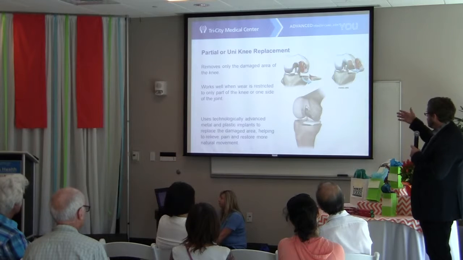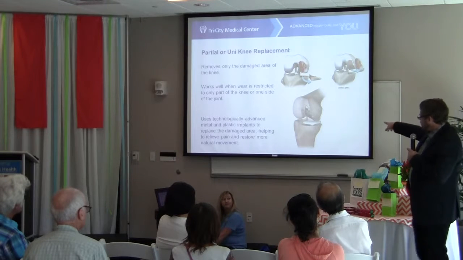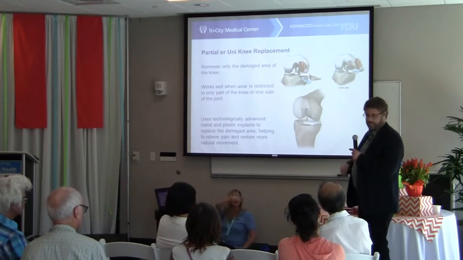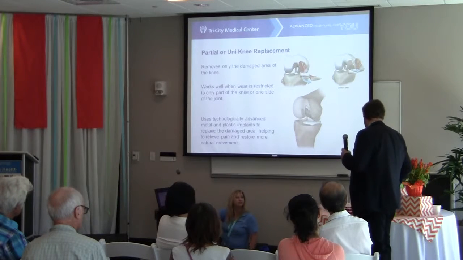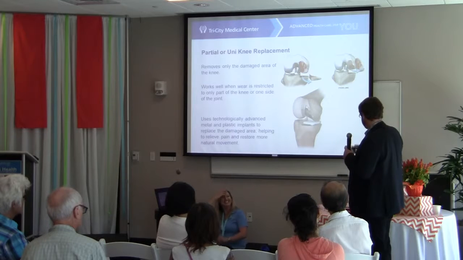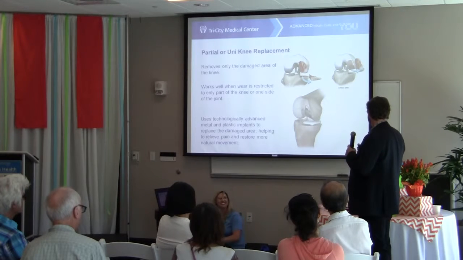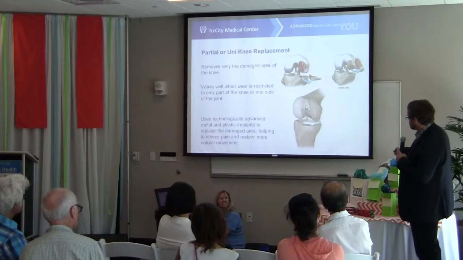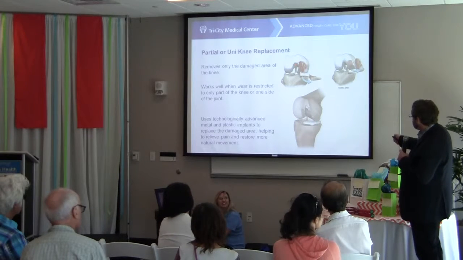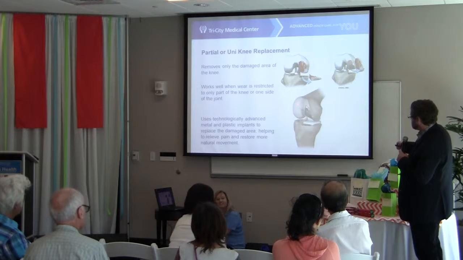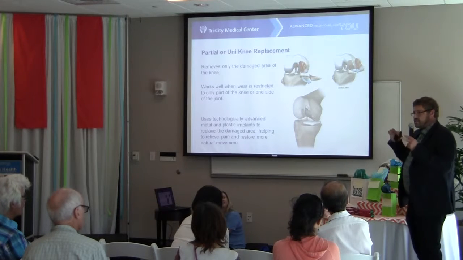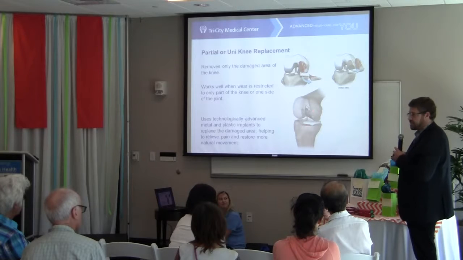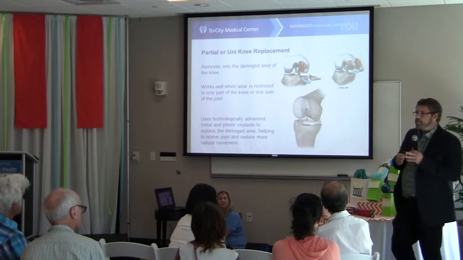So now we're going to talk about uni-compartmentals. Uni-compartmentals are knees where we're only resurfacing the inside of the knee. The outside of the knee and the patella-femoral joint up here where the patella would track, we leave alone. This is a procedure that can only be done on patients who have isolated uni-compartment arthritis. They're typically younger patients.